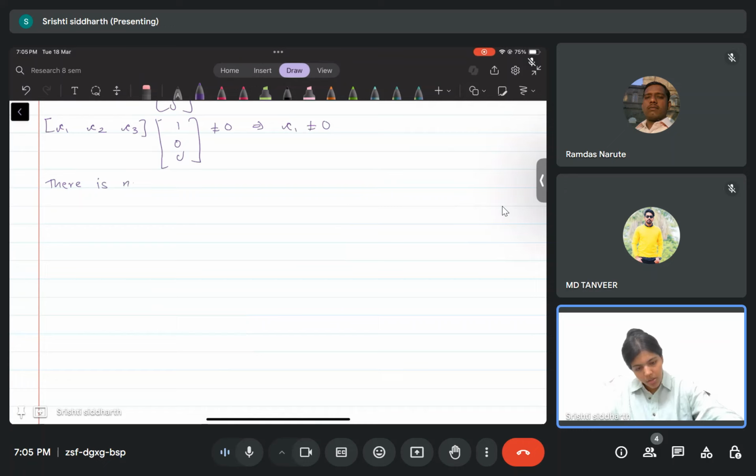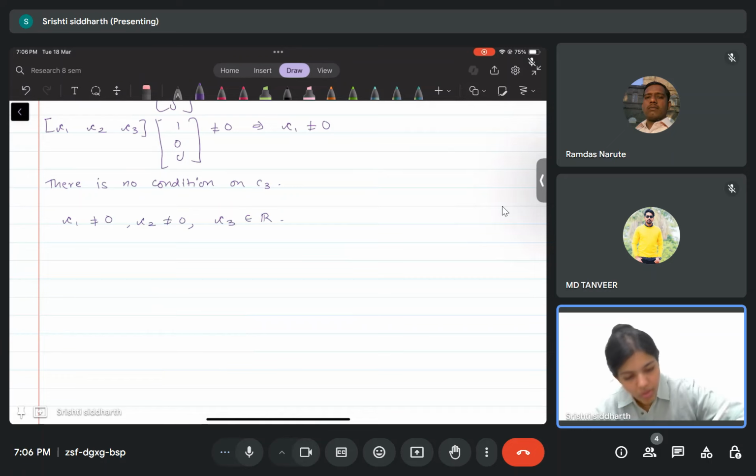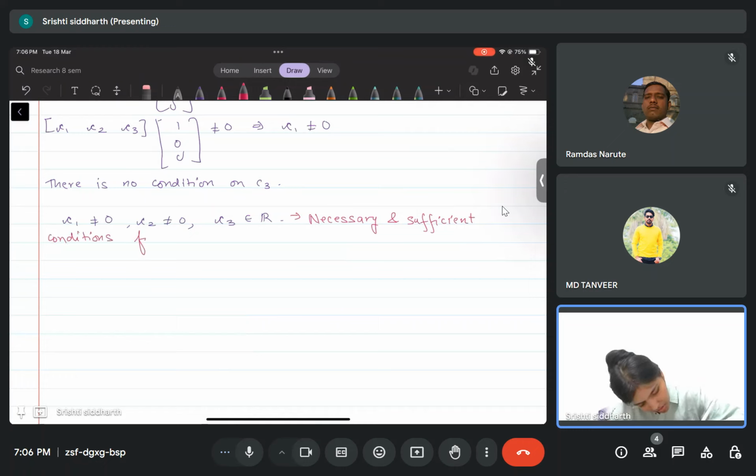So there is no condition. C1 has to be non-zero, C2 has to be non-zero, and C3 can be anything. These are the necessary and sufficient conditions for the pair CA to be detectable.